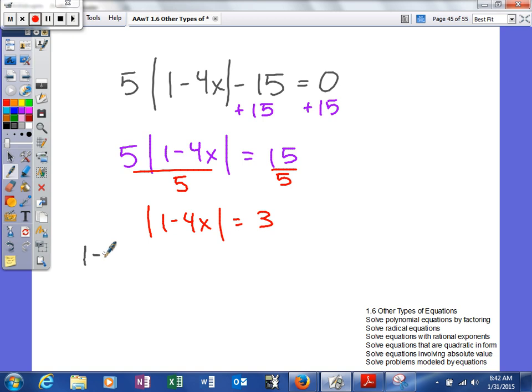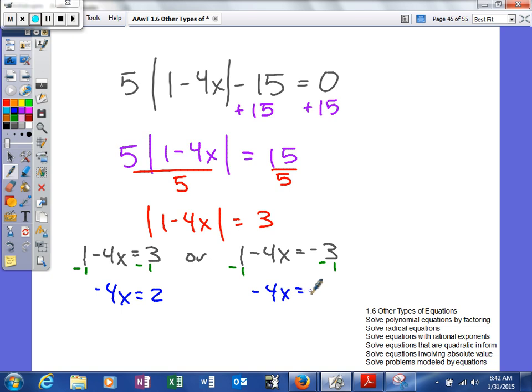So we'll say 1 minus 4x is equal to 3. And then, or we could also have 1 minus 4x equal to negative 3. Again, that's really the opposite of this, but when you multiply both sides by negative 1, it looks like that. At this point in time, we can go ahead and subtract 1 from each of these. And I'll get negative 4x here is equal to 2. And then here I'll get negative 4x is equal to negative 4.